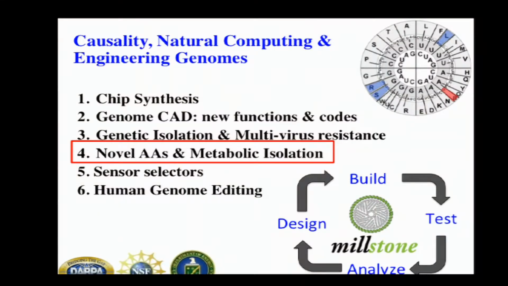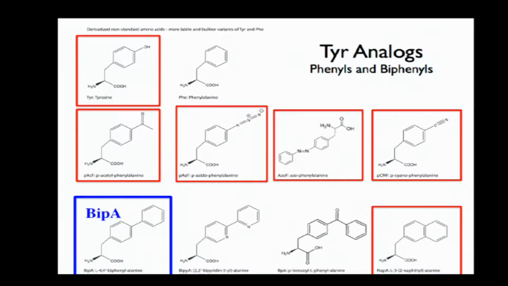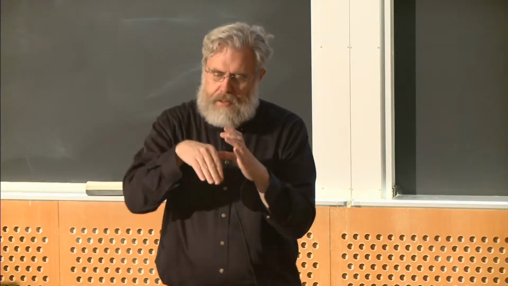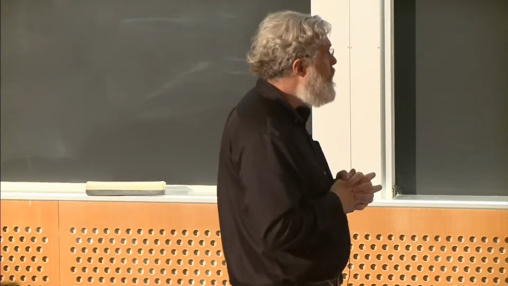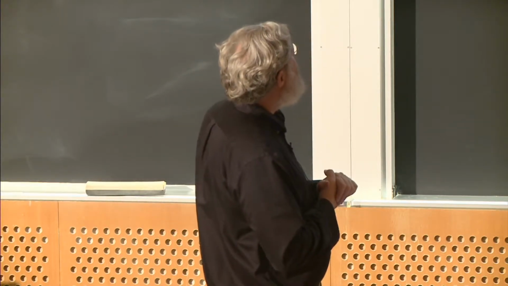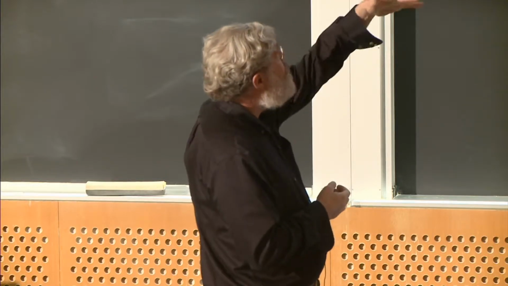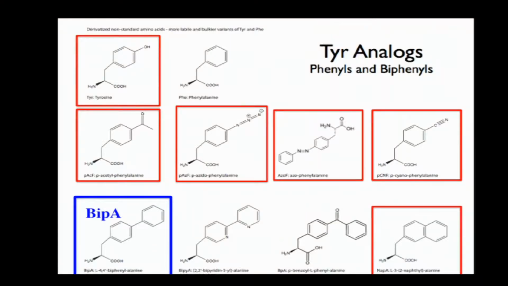So now the other big functionality is, can we genetically, metabolically isolate these? And to do this, we took advantage of this new genetic code. We've freed up a codon, and we can now make that codon code for a new amino acid by another set of biochemistry. And here are some examples of amino acids that look kind of like tyrosine or phenylalanine.